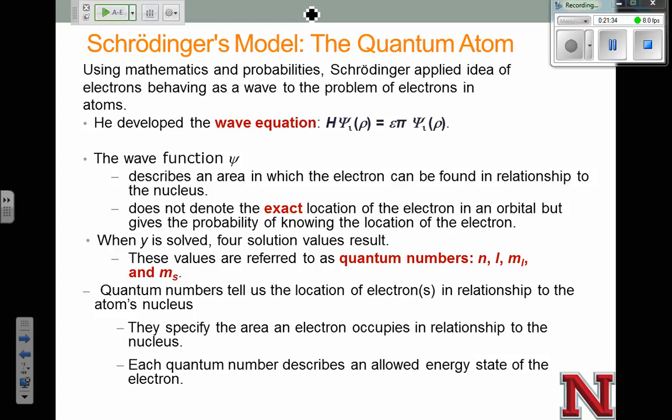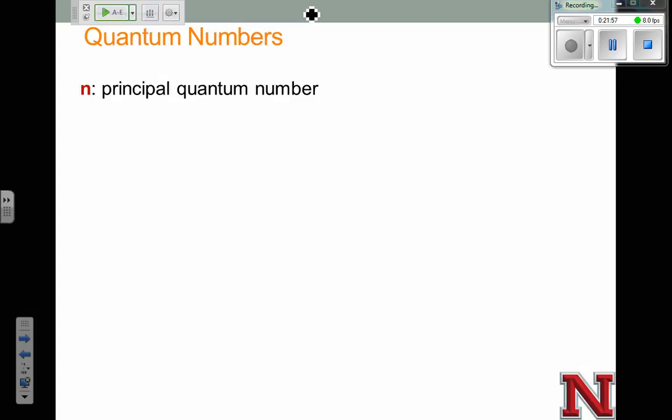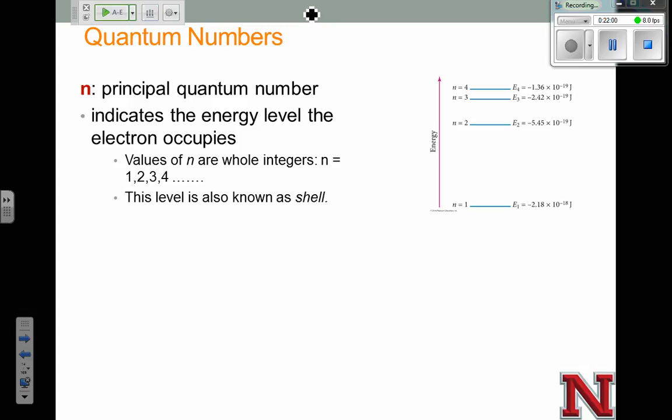Now when we're looking at bonding, we only really care about our valence electrons, but to understand where our valence electrons are, we have to understand where all electrons are. Now that doesn't mean each of these 4 numbers is going to be different, but each electron has these 4 numbers, and all 4 of them will not be exactly the same for each. So n again is the principal quantum number, and it indicates the energy level that electrons occupy. n has whole integers. It's not going to be 0.5. It's going to be 1, 2, 3, 4. And this level is known as our shell.